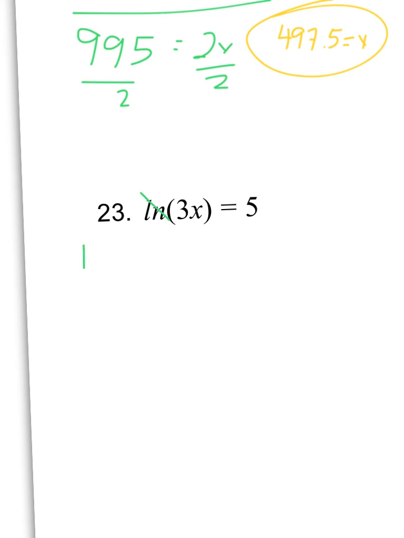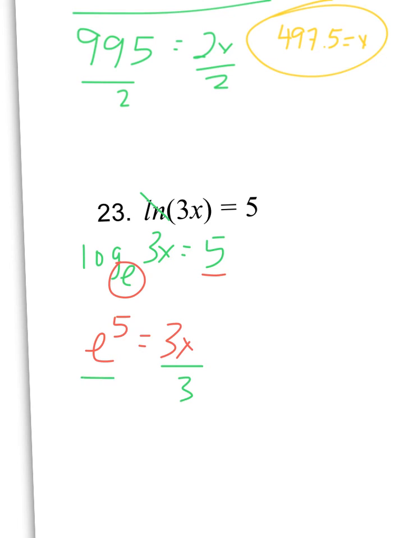Natural log becomes log base e of 3x equals 5. Re-express it, circle the e. E to the exponent of 5 equals 3x. Well, e to the 5 is a number, so to get x alone, all I need to do is divide by 3. And let your calculator do the rest.